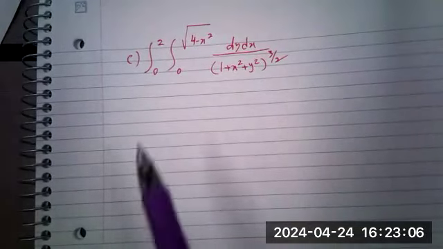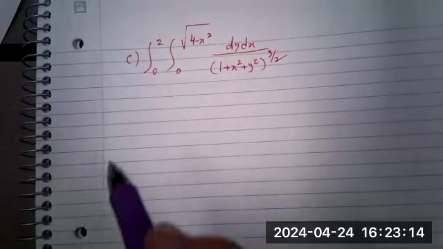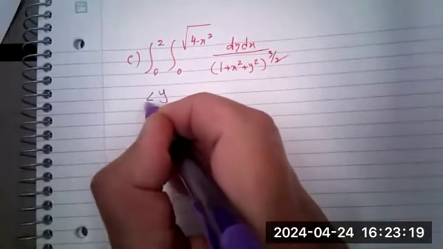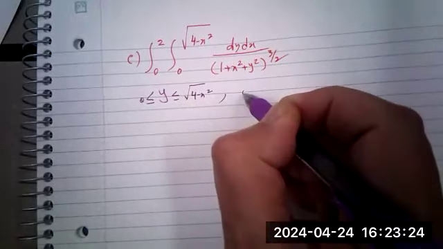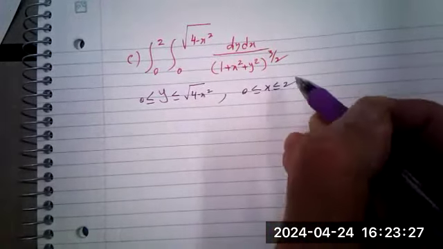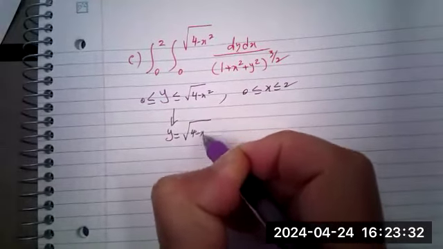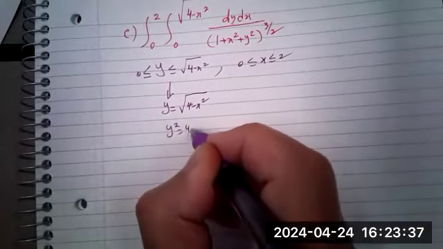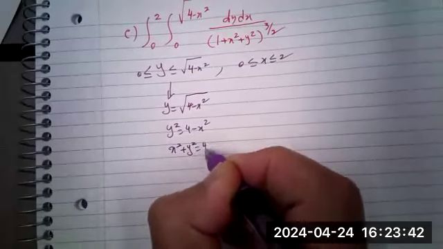And the region is nice. You see 0 to radical 4 minus x squared, it's a semicircle. Using 0 to 2 is going to be a quarter of a circle, like the first one. Okay, so there you are. y is between 0 and the square root of 4 minus x squared, and x is between 0 and 2. So you set it equal and get the circle, as we did for all of them. That gives us x squared plus y squared equal to 4.